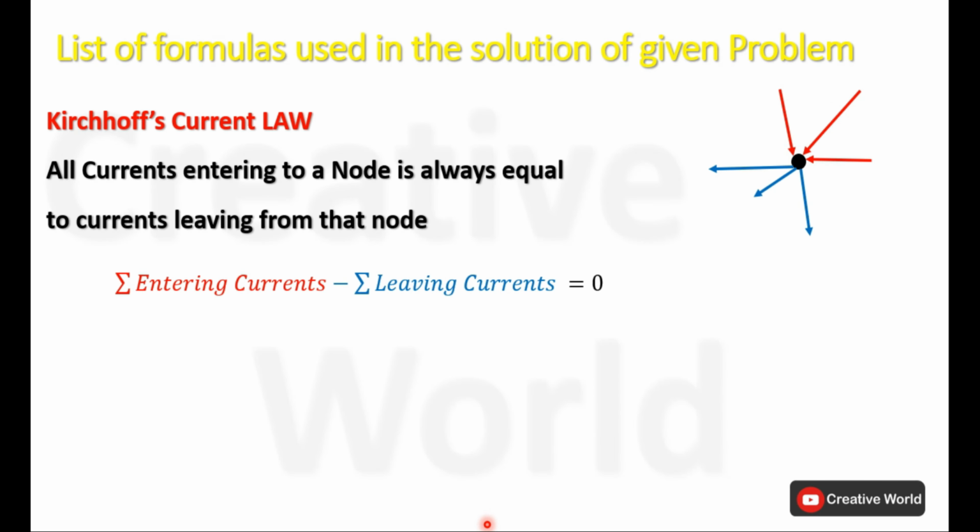While solving this problem, we will be using Kirchhoff's current law. This law states that all currents entering a node are always equal to the currents leaving that node. According to this law, the cumulative current on a node inside an electrical network is always equal to 0. Summation of all entering currents is always equal to summation of all leaving currents.